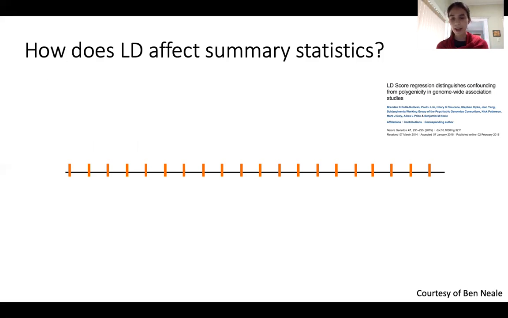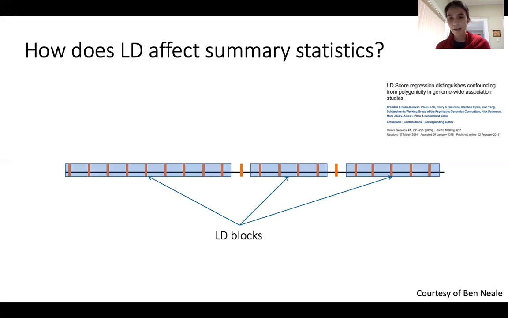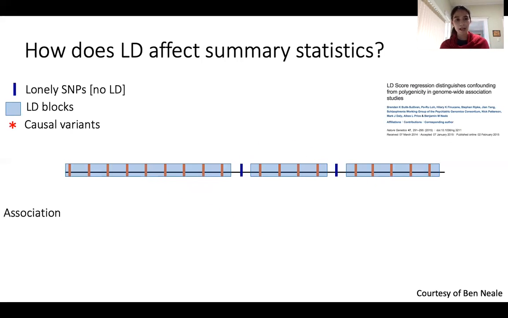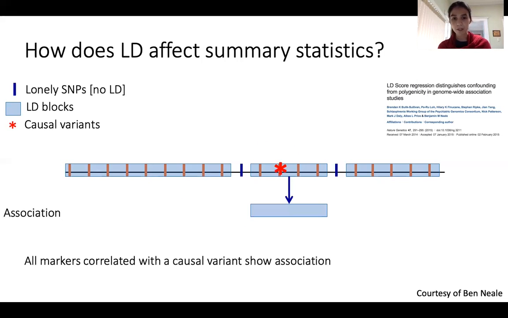Let's suppose that we have here a bunch of SNPs. Each of these orange lines is going to represent a single SNP. And let's say that some of our SNPs are in LD blocks and some of them are lonely SNPs that are not in LD with any other SNPs. Now, let's suppose that we have a causal variant for the phenotype of interest and it falls in an LD block. If there's a lot of LD, then that will lead to an association for all of the SNPs in the LD block. So one causal SNP then leads to association for many SNPs because of linkage disequilibrium.